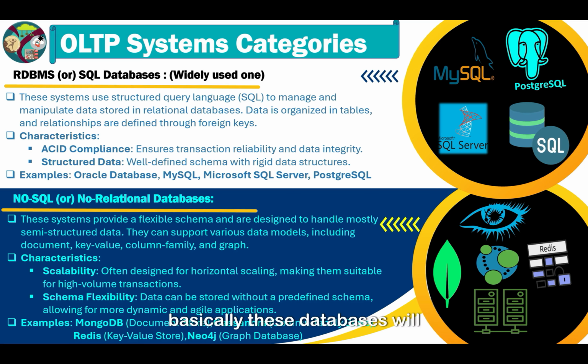Basically, these databases deal with structured data. So in order to manage these databases, we use the structured query language, meaning the SQL language. And data is organized in these databases in the form of tables, which are a combination of rows and columns, and relationships are defined through foreign keys. Okay. Now coming to the key characteristics of SQL databases.